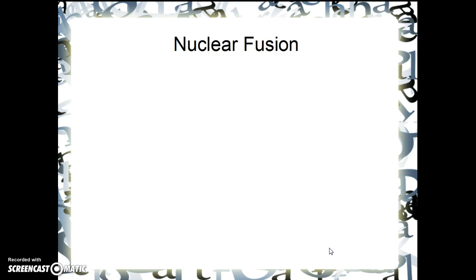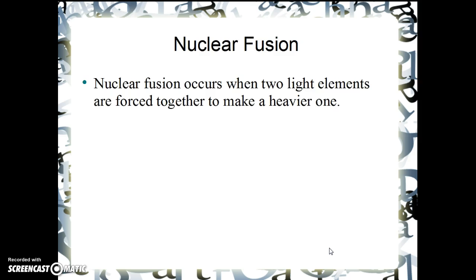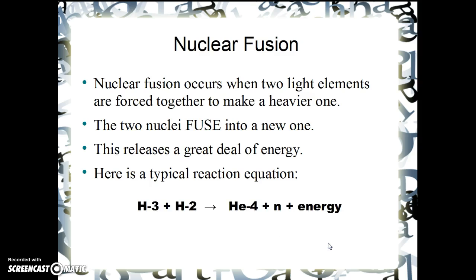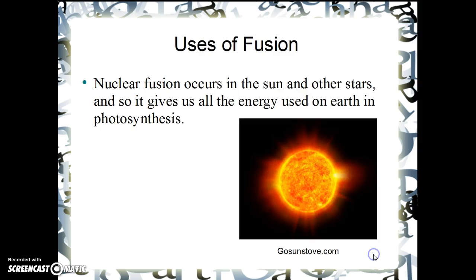Nuclear fusion is a different process. It occurs when 2 light elements are forced together to make a heavier element, a heavier nucleus. The 2 nuclei fuse into a new and heavier nucleus. This releases a great deal of energy. Here is a typical equation for such a nuclear fusion reaction. Hydrogen-3 collides with hydrogen-2 to form helium-4, a spare neutron, and an energy boost.